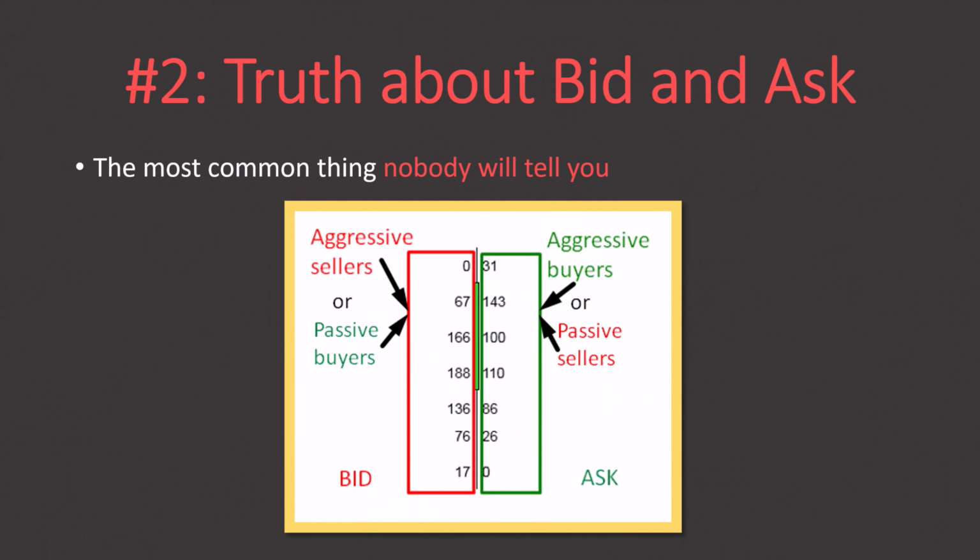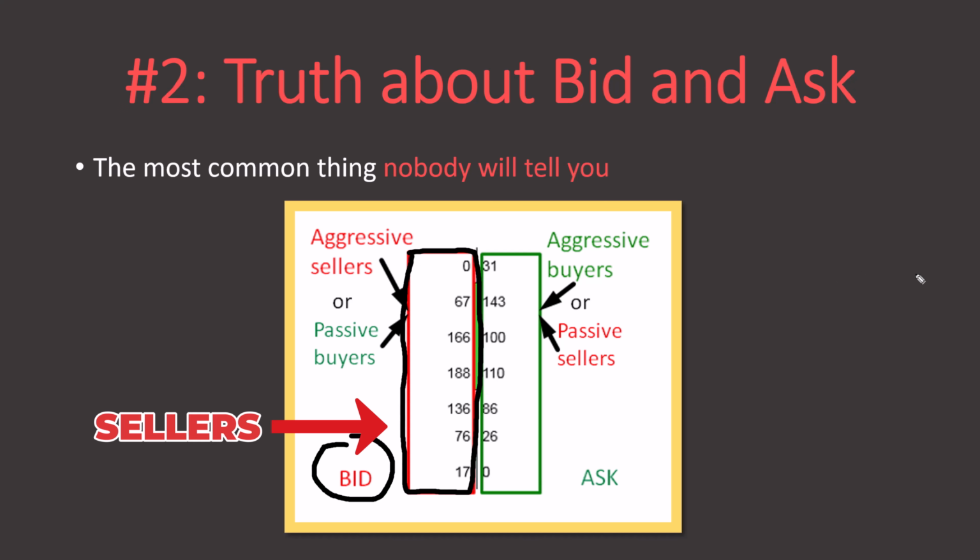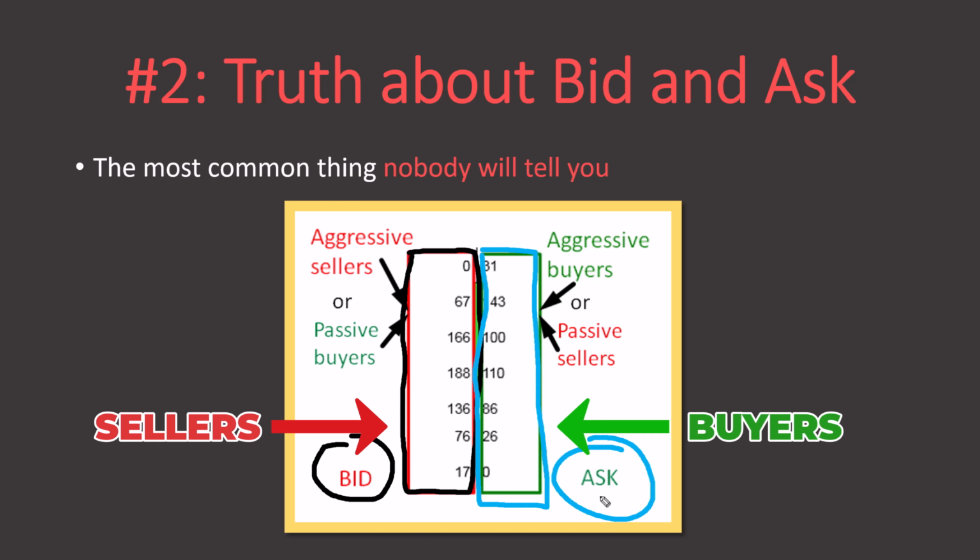Now, the second uncomfortable truth is the truth about bid and ask. What everybody will tell you is that if you look at bid, which is this left side of the footprint, there are sellers, and that on ask, which is this side of the footprint, those are buyers. Right? Everybody tells you that. And this is why beginners think that order flow trading is easy. But it is not easy because this is just half of the truth.